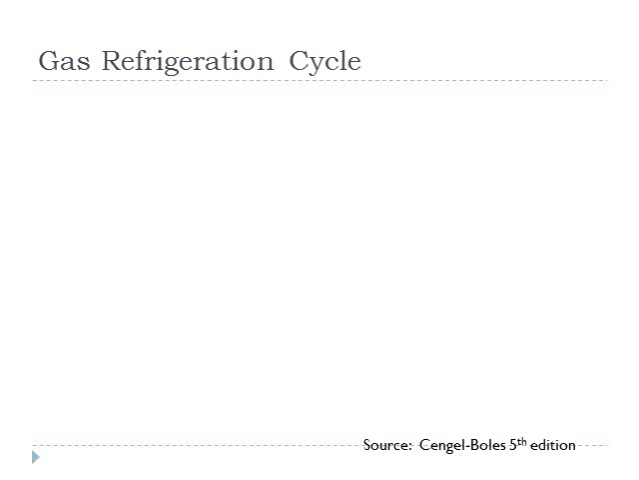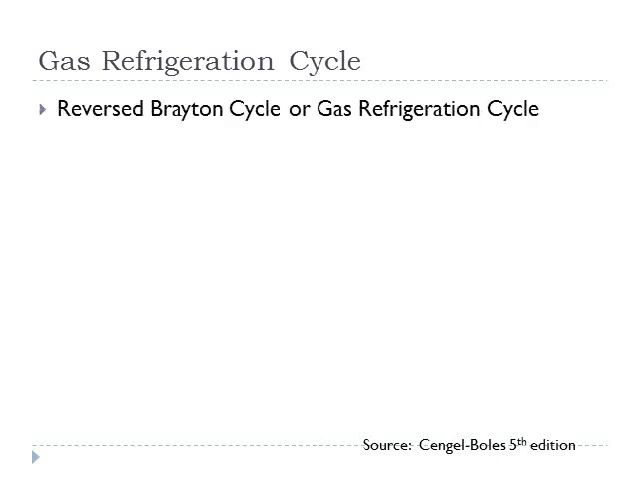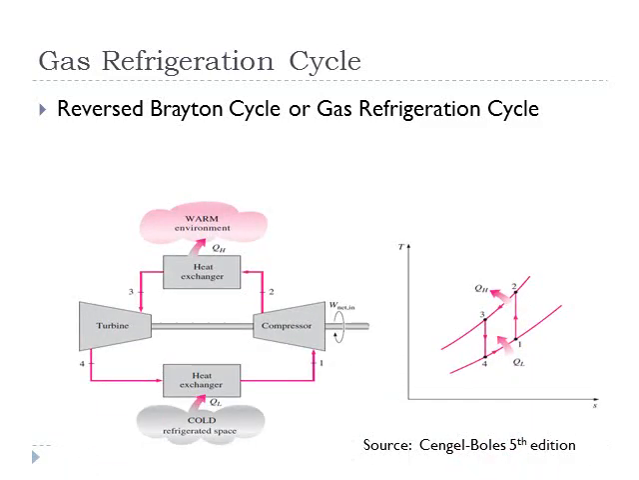But we have another refrigeration system called gas refrigeration system, where the refrigerant will always remain in gaseous state. This kind of refrigeration system is based on reversed Brayton cycle, and the same cycle is termed as gas refrigeration cycle. The cycle is represented as in this diagram. You could see that it includes 4 main components.